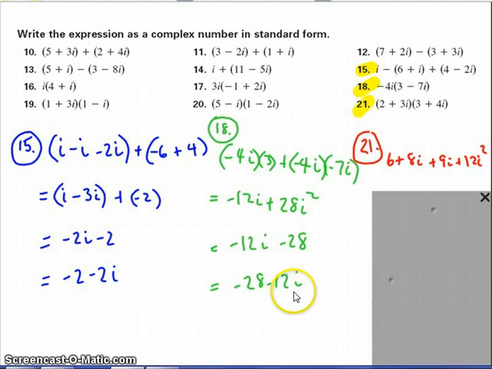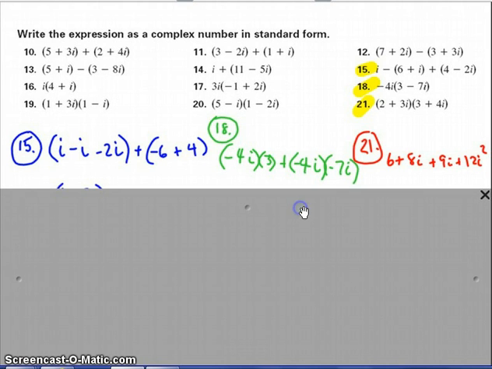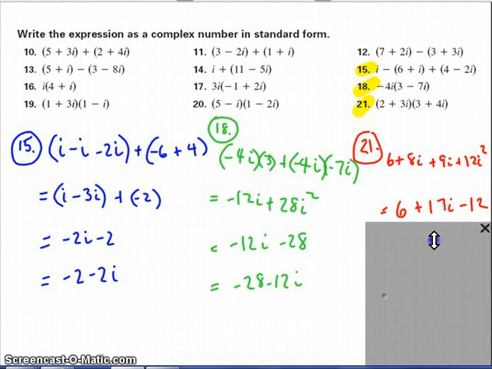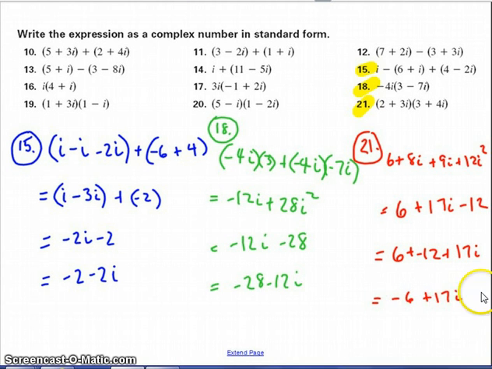21, just to work that one through because that's the FOIL problem. You should have gotten these 4 terms and then combined the 8i and the 9i and gotten 17i. That plus 12i squared should have become minus 12. Then you can put the minus 12 together with the 6, and 6 and minus 12 become minus 6. And your final answer for number 21 is negative 6 plus 17i.